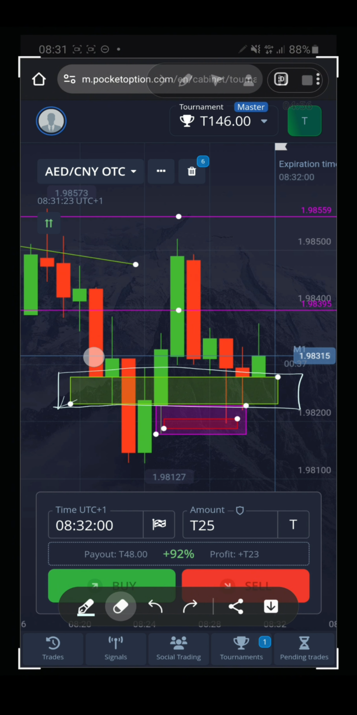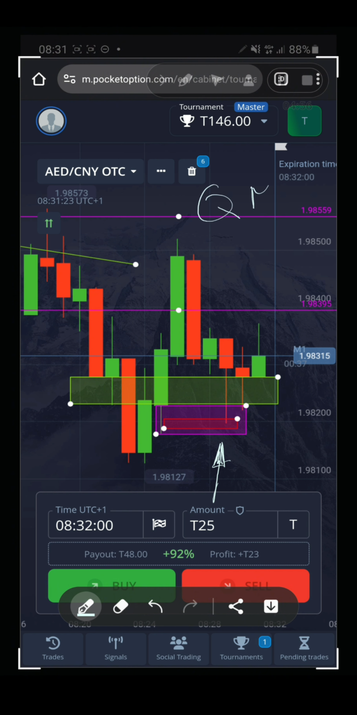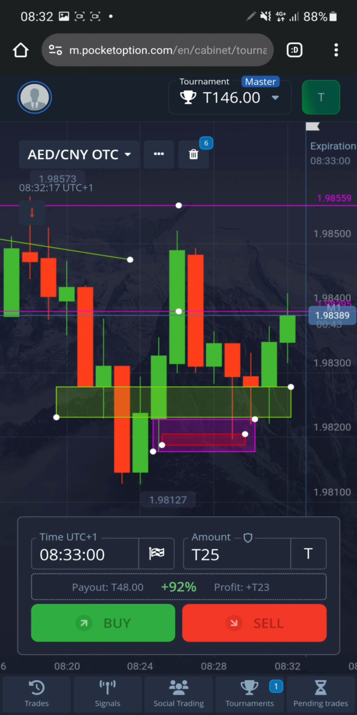So let me clear all this. So this will be our trade right there. So that's what you call a QM. So let's look for more opportunities.